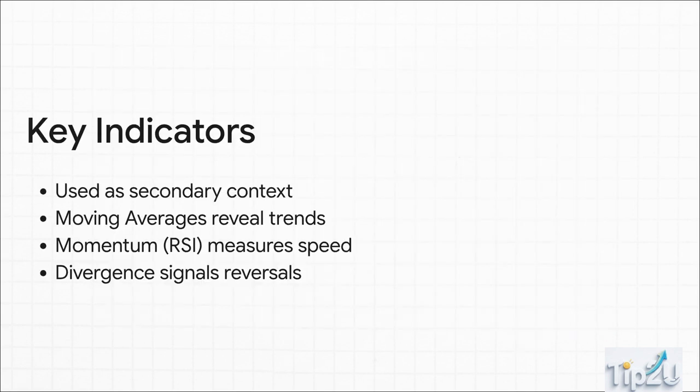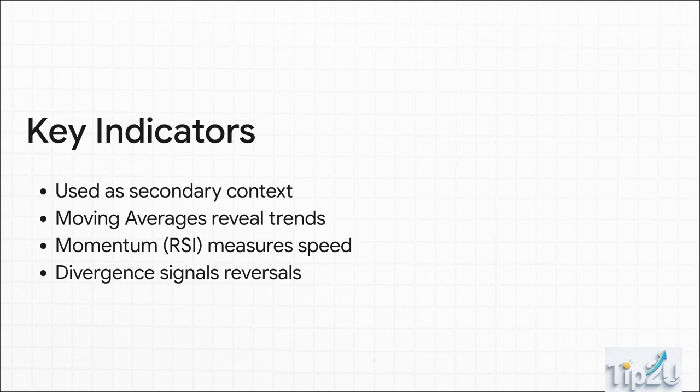Now, we all know those amateur traders who completely clutter their screens with endless math indicators until you can't even see the candles anymore. Don't be that guy. True mastery means treating indicators as secondary tools for context, not your primary triggers. A 50 or 200-day moving average? Awesome for revealing macro trends.